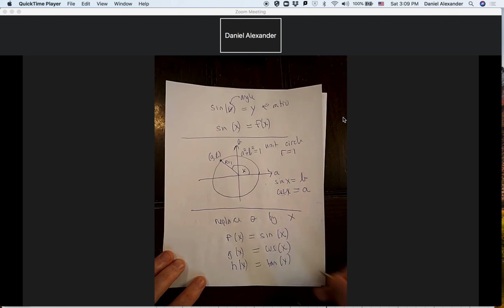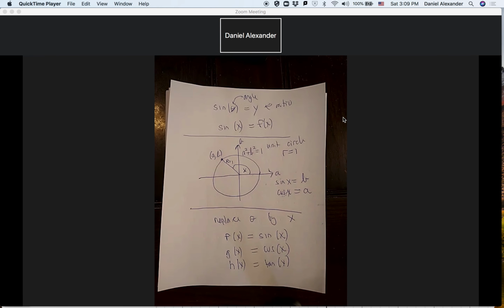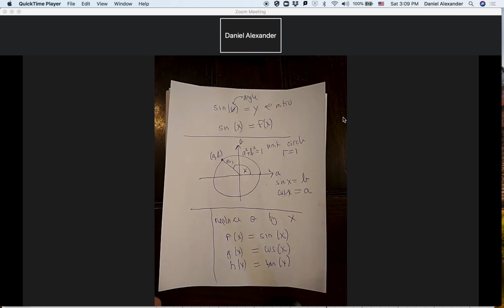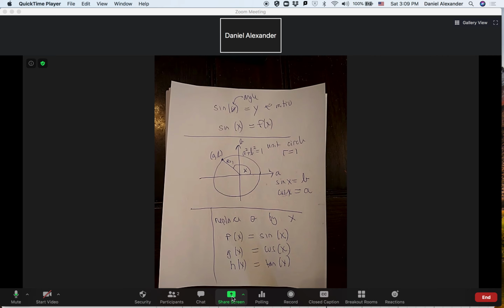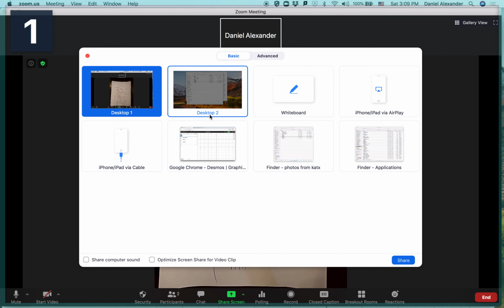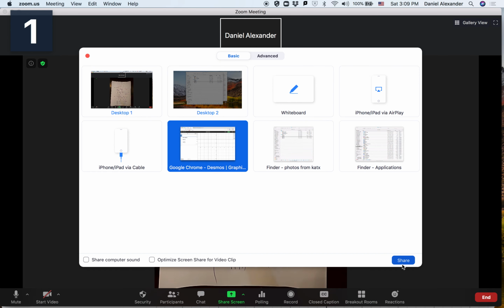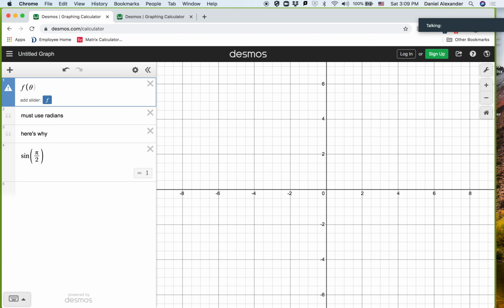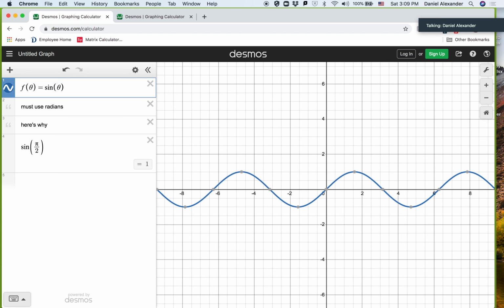Okay. So what I want to do next is show how this fact that we have to use x and not theta is going to be reflected in Desmos. So I'm going to share the screen. Okay. And then we can still do stuff like this. We can say f of theta is equal to sine theta. Desmos will give us that much.